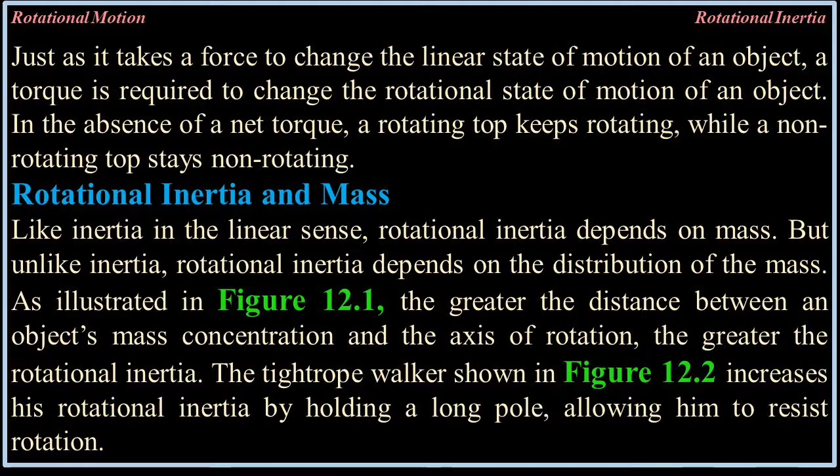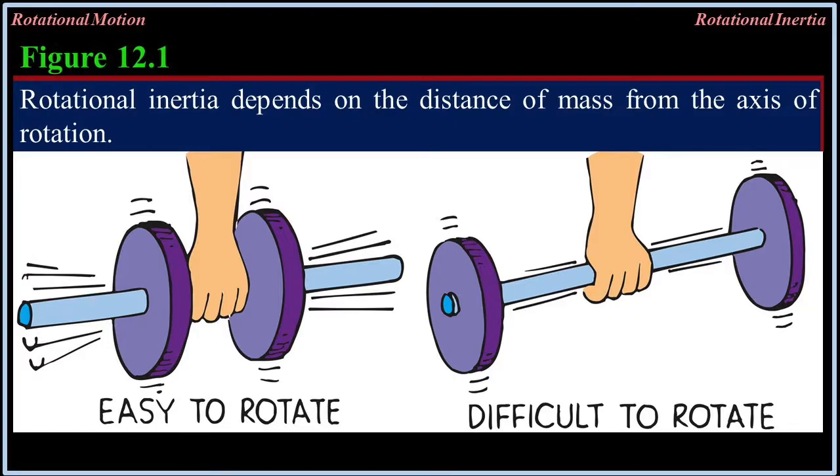Just as it takes a force to change the linear state of motion of an object, a torque is required to change the rotational state of motion of an object. In the absence of a net torque, a rotating top keeps rotating, while a non-rotating top stays non-rotating. Rotational inertia and mass. Like inertia in the linear sense, rotational inertia depends on mass. But unlike inertia, rotational inertia depends on the distribution of the mass, as illustrated in Figure 12.1.